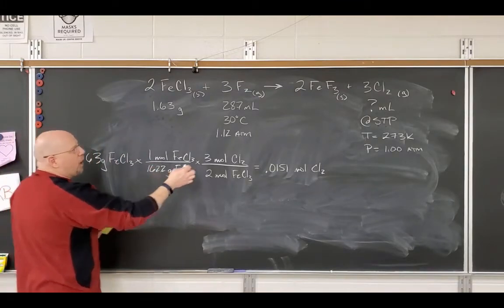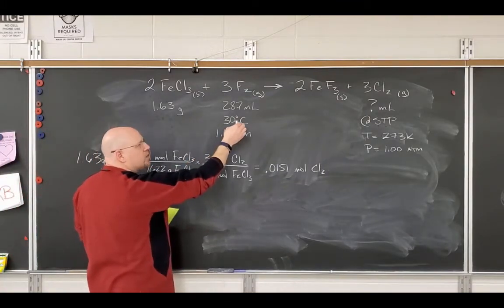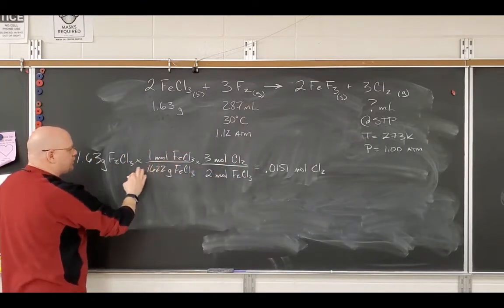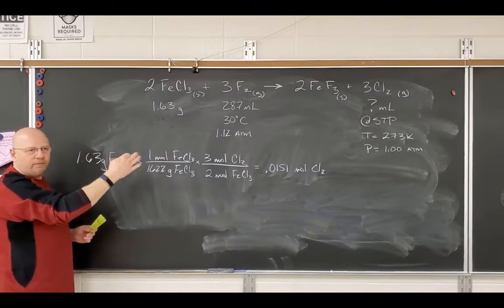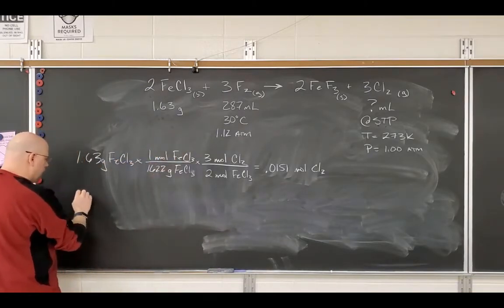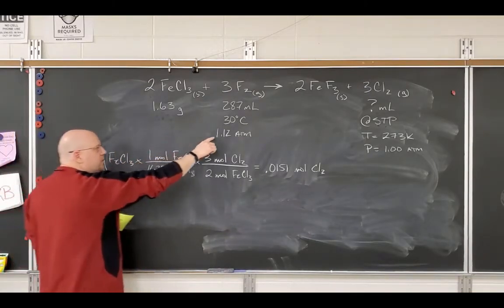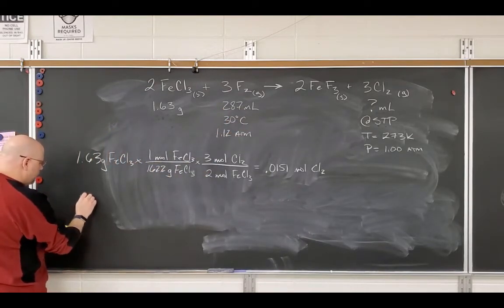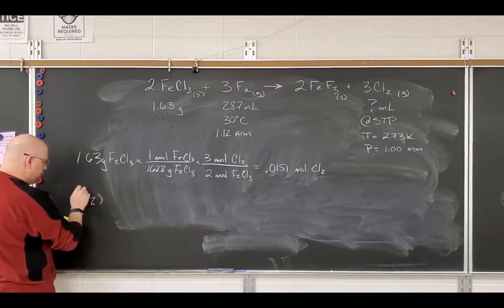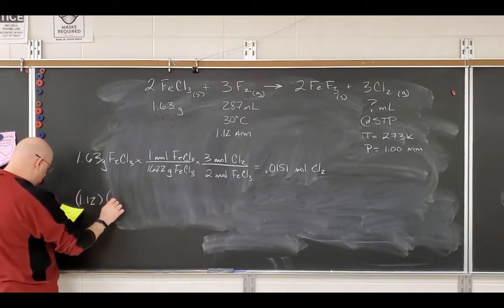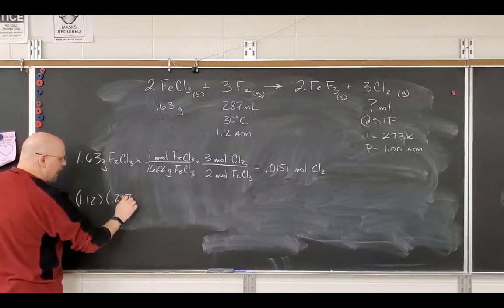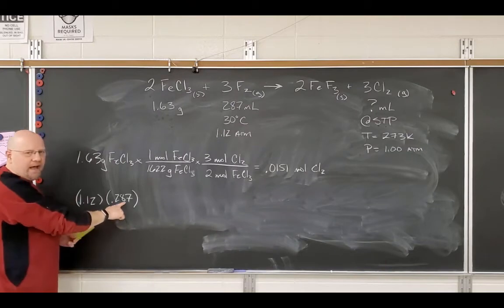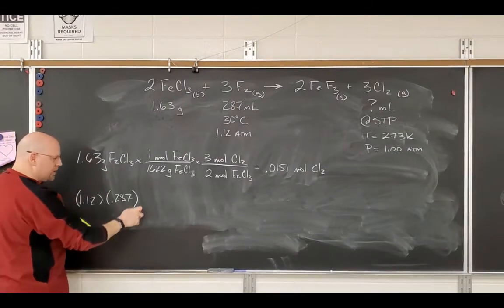So our second part is we're going to go from our fluorine to our chlorine. Now, to start this one off, we don't have grams, so we're not going to do the traditional gram-mole conversion. We are going to use the ideal gas law to convert these values and find the number of moles. So we're going to plug in 1.12 atmospheres. Our volume is 0.287. Now, this was given in 287 milliliters, but when you're doing the ideal gas law, it has to be in liters.